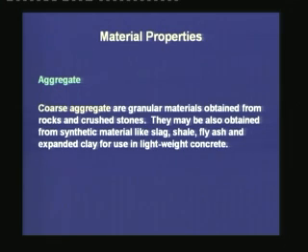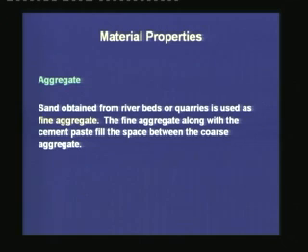Now, the first constituent, the coarse aggregates, these are granular materials obtained from rocks and crushed stones. They may also be obtained from synthetic materials like slag, shale, fly ash, and expanded clay for use in lightweight concrete. Now, the coarse aggregate is the basic constituent of the concrete because it covers the maximum volume within the concrete.